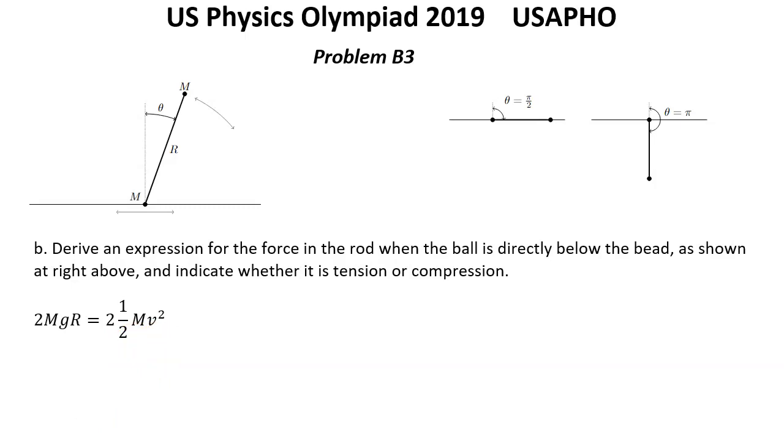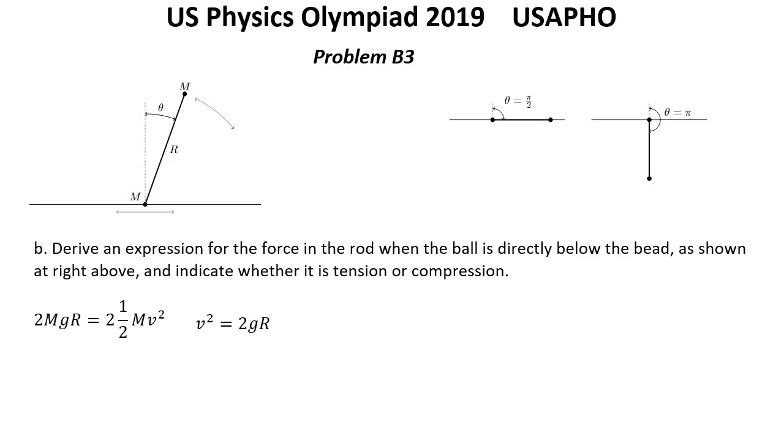In this position, the center of mass is not moving. It means that we have only a rotation of our ball around the center of mass with a speed v. So from here we can find that v squared equals 2gr.